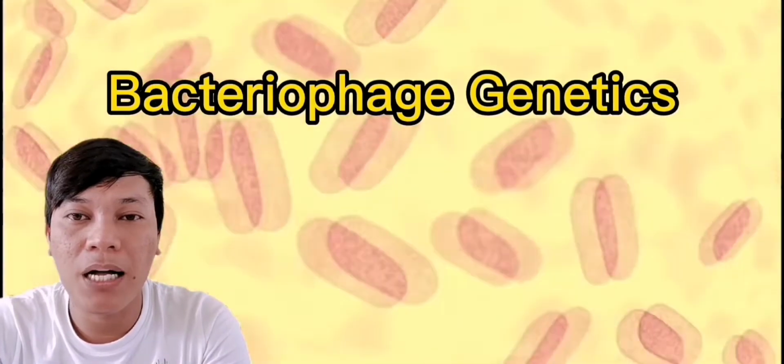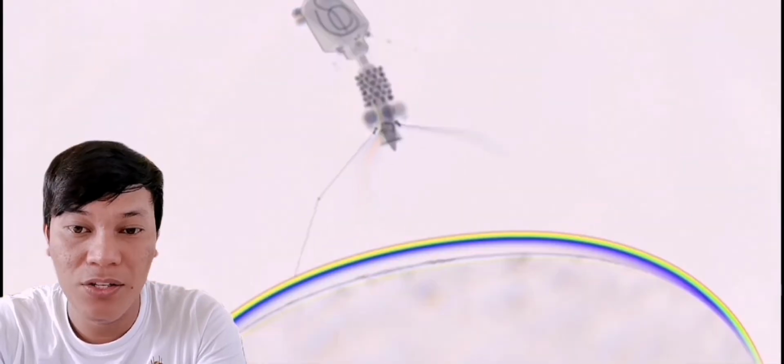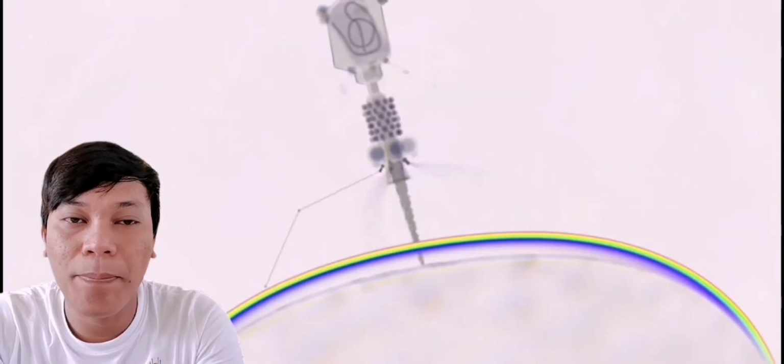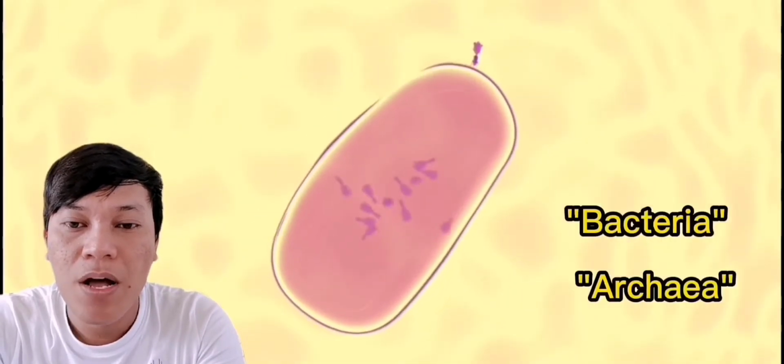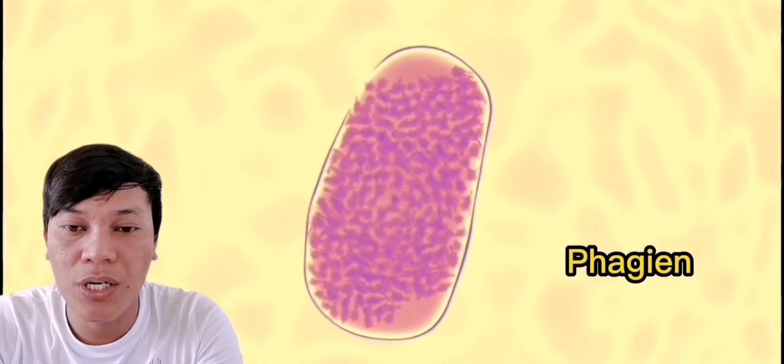Okay. The first topic that I will be conversing is all about bacteriophage genetics. So, we talk about bacteriophage. It is also known informally as a phage. It is a virus that infects and replicates within bacteria and archaea. The term was derived from bacteria and the Greek phagein, meaning to devour.